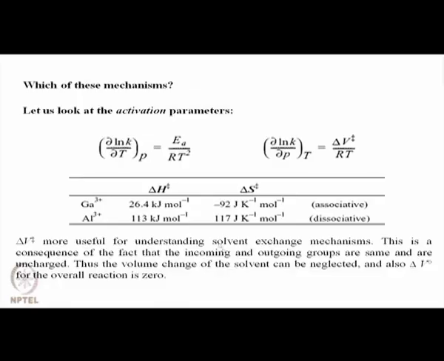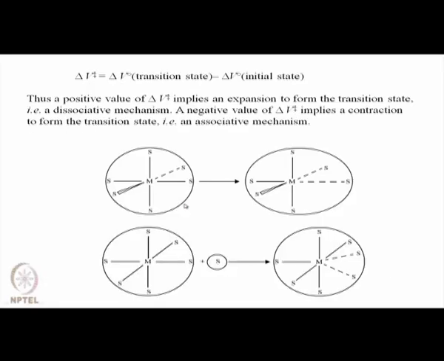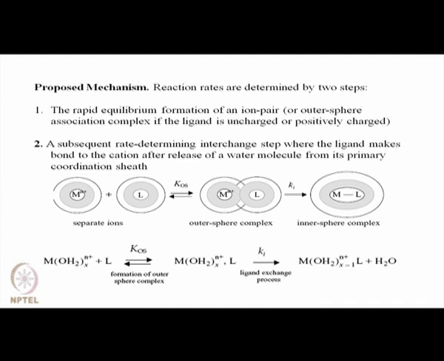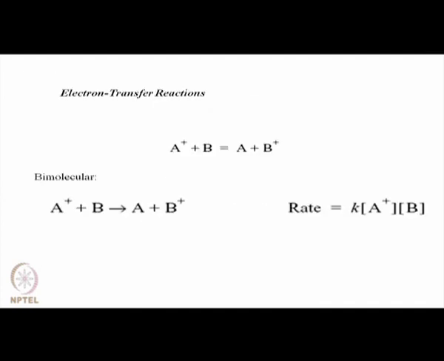So, from this, looking at the activation parameter, we can find out whether it is associative or dissociative. And from the volume of activation, we can also know whether its value is negative or positive, and so find out whether it is an associative or dissociative process. We have talked about the proposed mechanisms and the rate equations. Then we jumped onto electron transfer reactions, which are a very important phenomenon, especially in the solution phase.